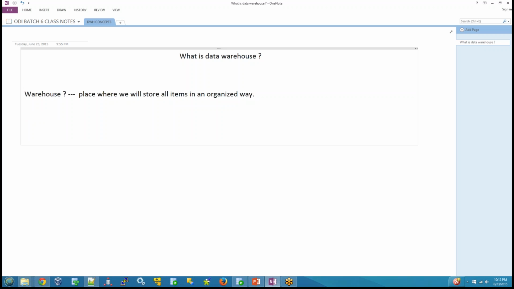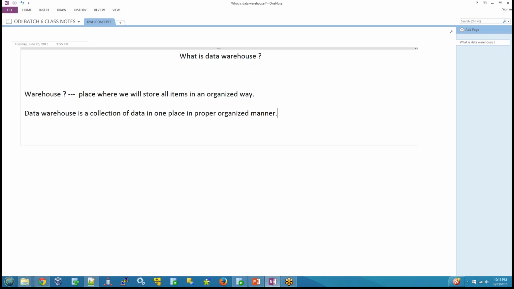Similarly, the data warehouse. Instead of items, I can say data. The data warehouse is a collection of data in one place. The simple definition is that the data warehouse is a collection of data in one place, in a proper organized manner.